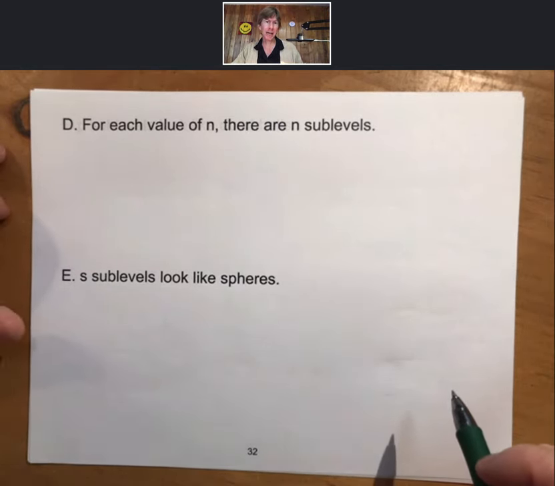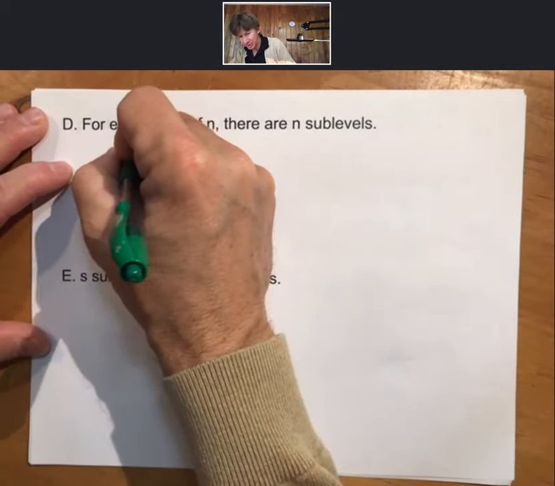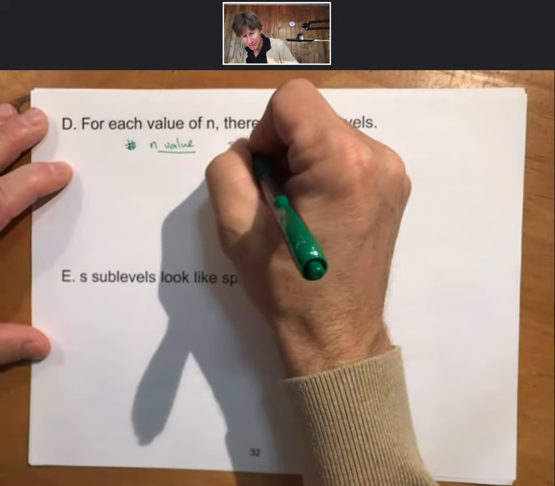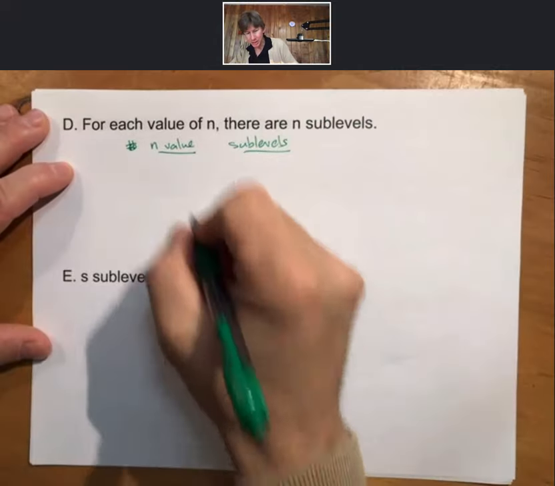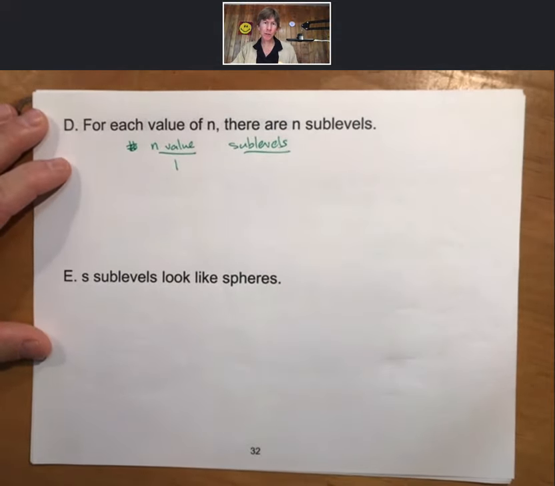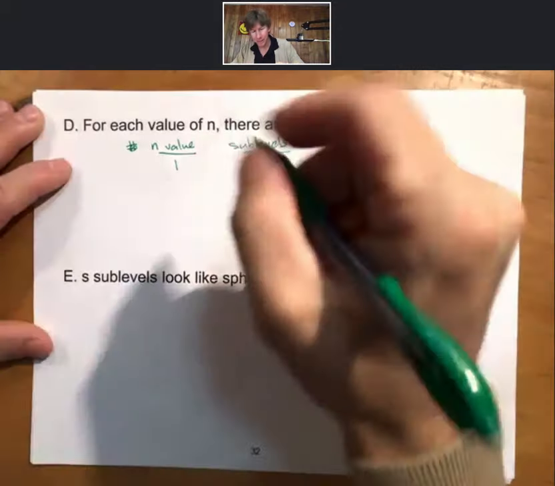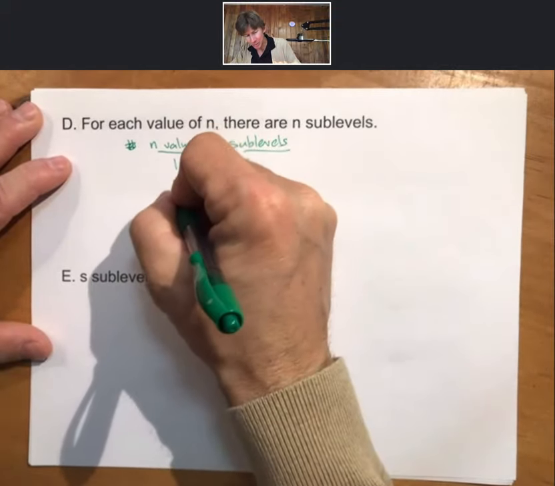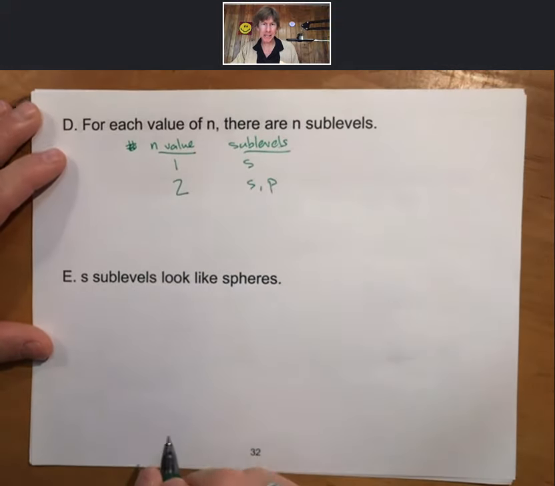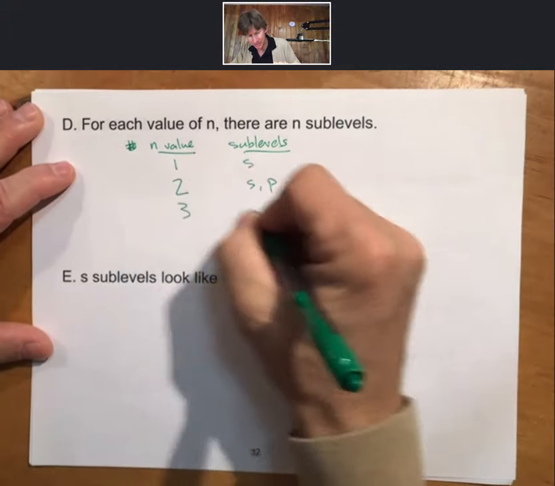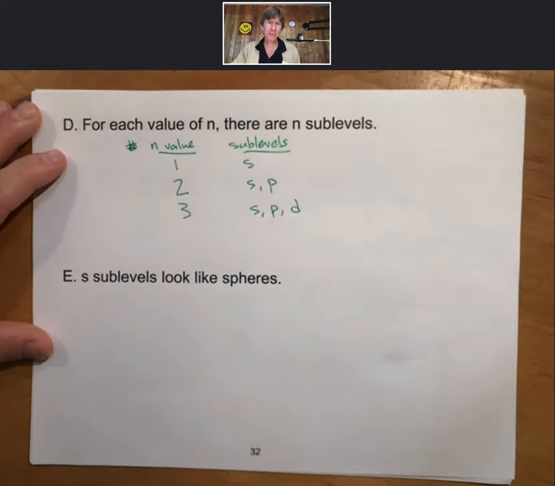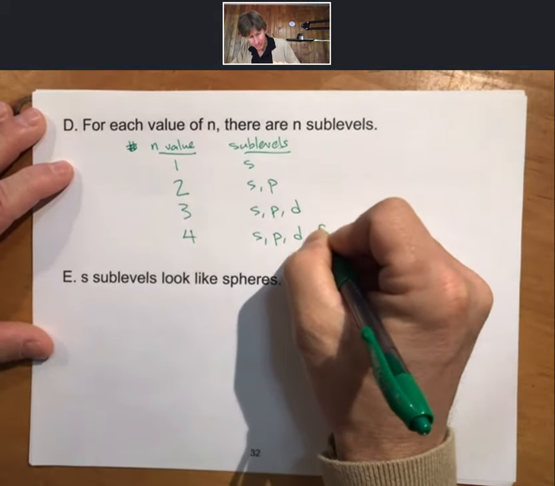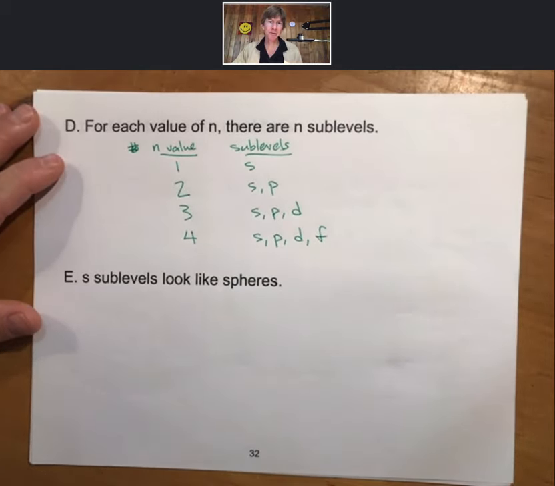For each value of n, there are n sublevels. So here we're going to write n value and then sublevels. For n equals 1, there is one sublevel. We will come to know that as the S sublevel. For n equals 2, there will be S and P sublevels. n equals 3, S, P, and D. n equals 4, S, P, D, and F.